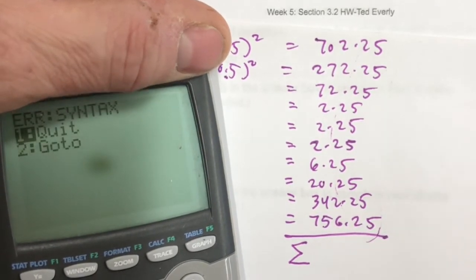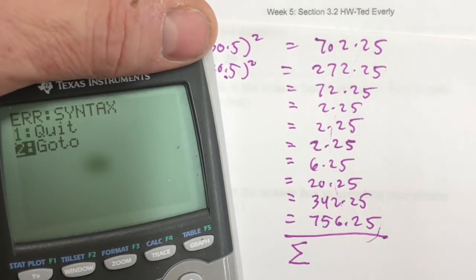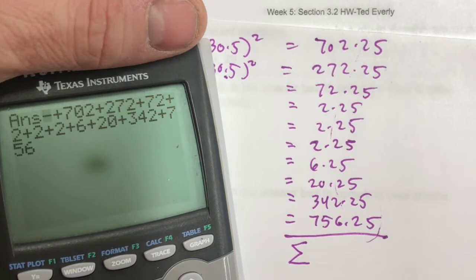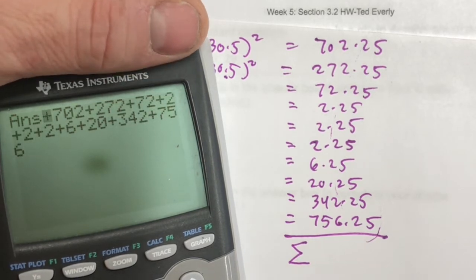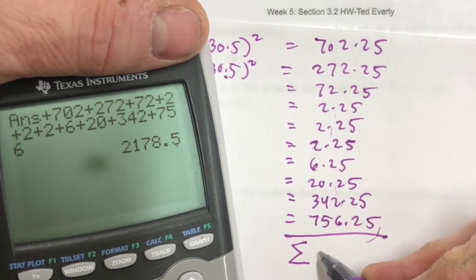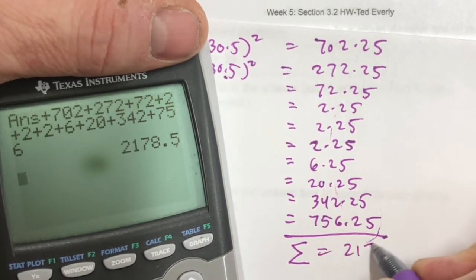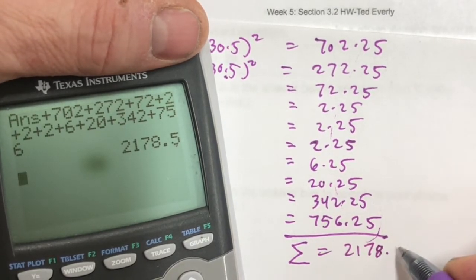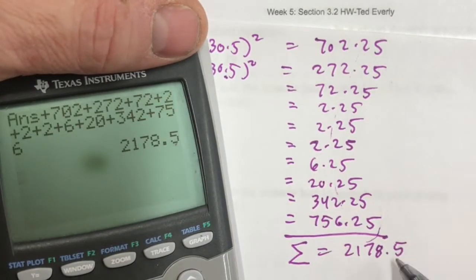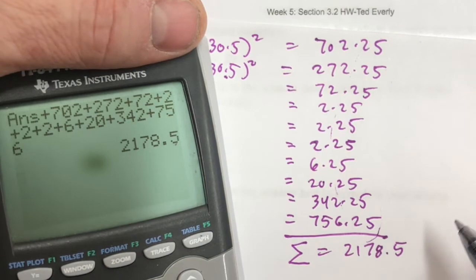When I do that, I get, oh, I had an error. Okay, there. 2178.5. I recommend doing this a couple times. I've already done this previously, and that's what I got both times. So I'm good. I know I'm good.